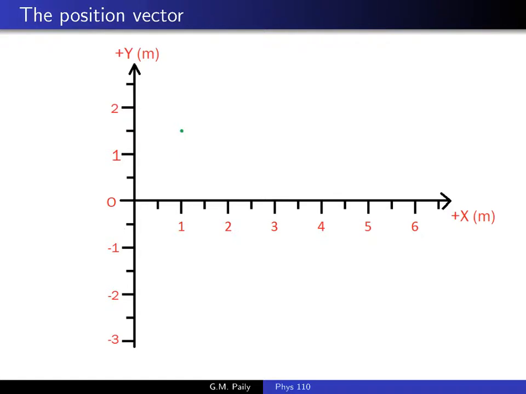First, let us learn about the position vector. Suppose we have an object in the xy plane, which is at this point. The position vector stretches from the origin to that point. It is usually denoted by the letter r. So the r vector is the position vector and points from the origin of your coordinate system to the position of your object.